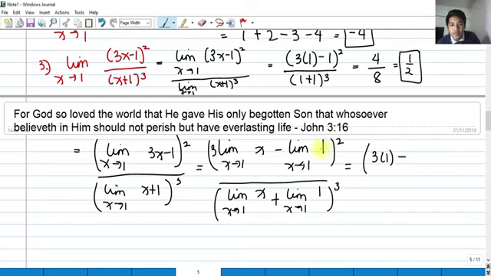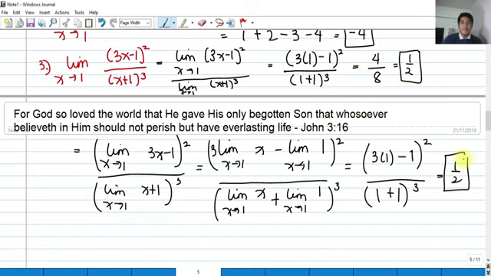The limit of a constant 1 is the constant itself, which is 1. And take note, this is squared. And we have the limit of x as x approaches 1 is simply 1 by property again. And the limit of 1 as x approaches 1, 1 plus 1, because this is a constant, and the limit of a constant is the constant itself. So, as you can see, we have arrived at the same solution here as here. So our answer in this is still 1/2.